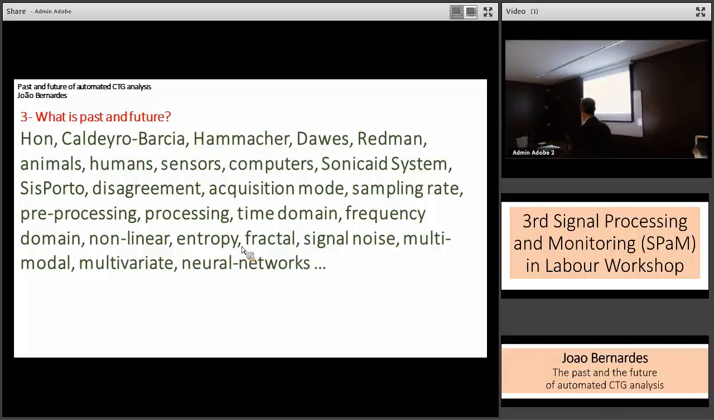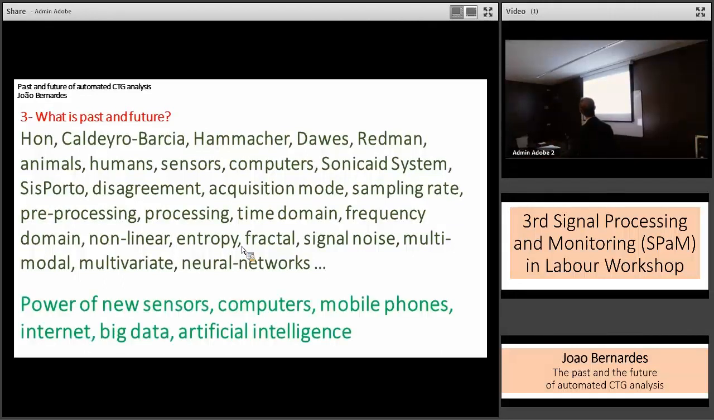Okay, we may say that some of the people who did these works are no longer with us. They did their work in the past, but truly this is future, and I hope this is truly future. Caldeyro-Barcia, Dawes, they are with us, I'm sure, with their vision and their experience, and I think this is with this kind of vision, with this group. And also, in future, we will have to work with all these problems, with all these issues.